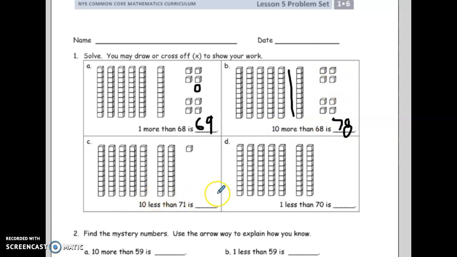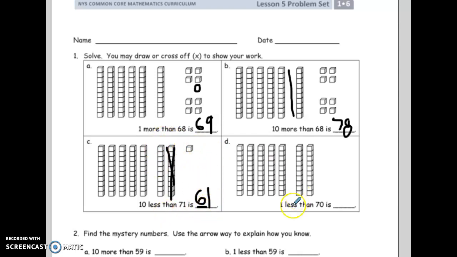Okay, 10 less than 71. So 10 less means we got to take one away. So I'm going to cross this one out, and let's go ahead and write in our new number. 10, 20, 30, 40, 50, 60, 61. 10 less than 71 is 61. The only number that changed was in our tens place because we only took a 10 away. We didn't touch the ones.